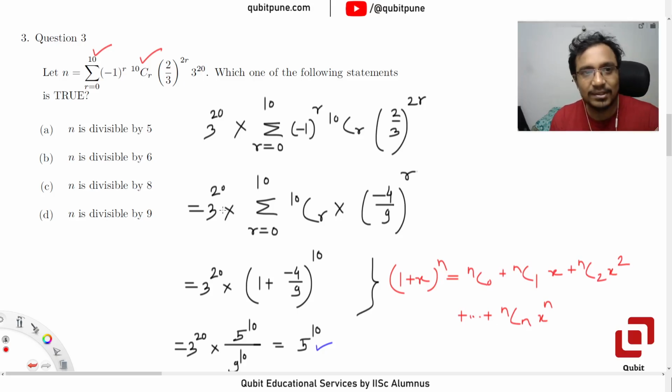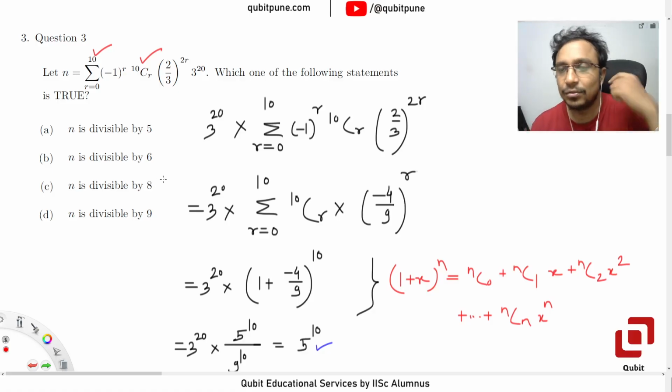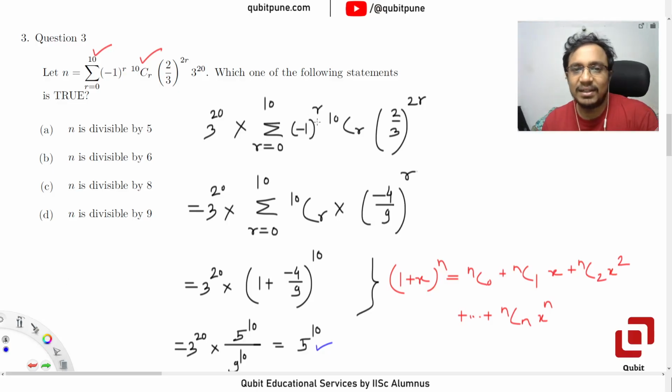सिर्फ वो समंड को इंटीजर बनाने के लिए उसका यूज़ है, because the options are saying with what number will it be divisible: 5, 6, 8, 9. So the trick that I used is, well, there's nothing. Firstly, I absorbed this minus 1 raised to r in this. Okay, so that made it negative 4 by 9 raised to r.